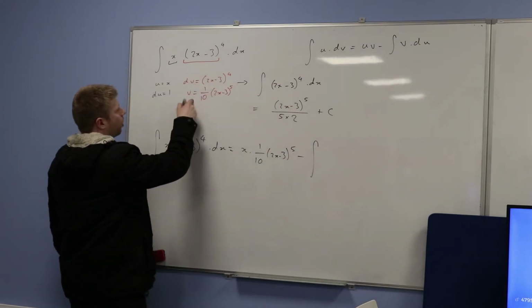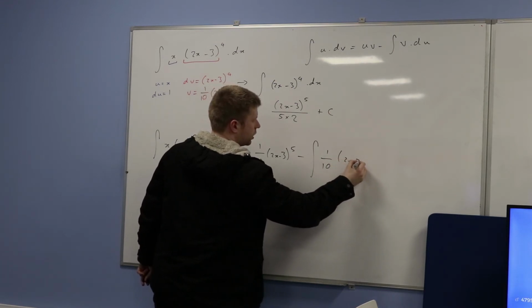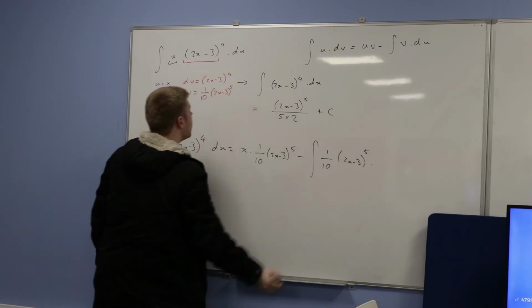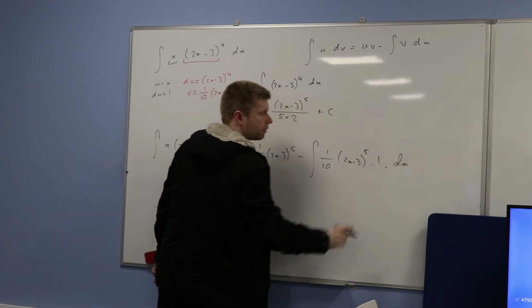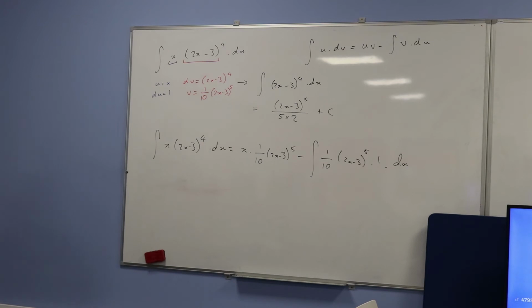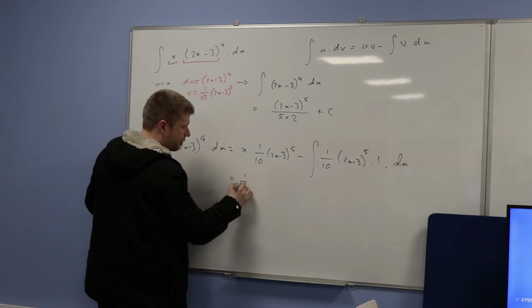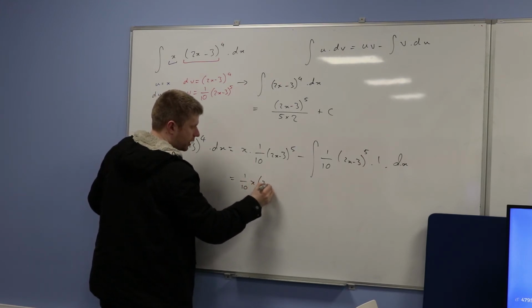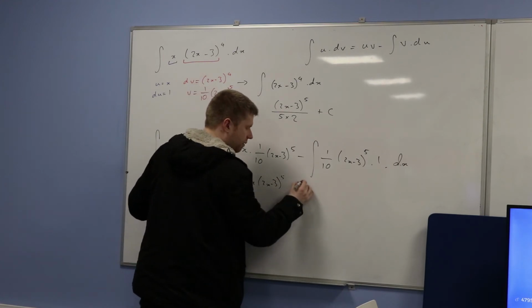So it's going to be the integral of v, which is 1/10 of (2x minus 3) all raised to the power 5, times the derivative of u, which is just going to be 1. Does that make sense to everyone? So we could tidy this up slightly. We get 1/10 of x times (2x minus 3) all raised to the power 5. I could pull a 1/10 out here.